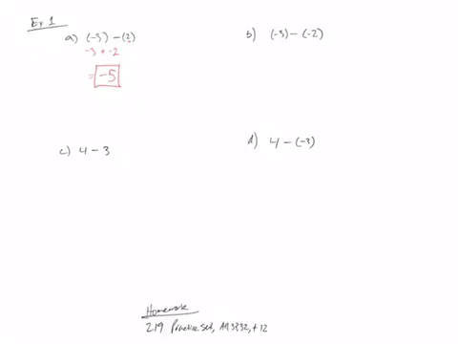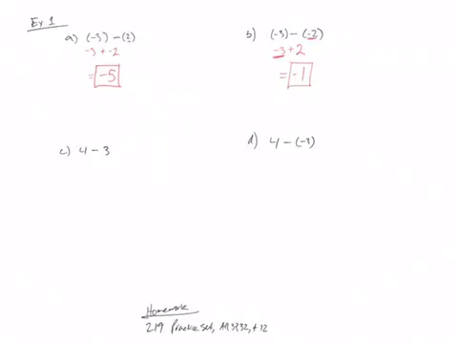Part B, I have negative 3 minus, I'm going to change it to a plus, the opposite of negative 2, which is 2. So these have different signs, so I'm going to subtract. 3 minus 2 is 1. And then I'm going to keep the sign of the bigger one. 3 is bigger than 2, so the answer is going to be negative 1.